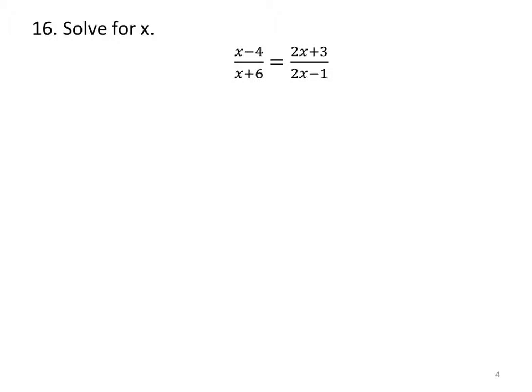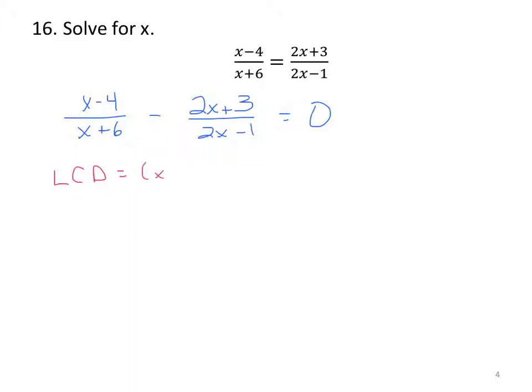To solve for x in this equation, first we need to set one side to 0. So we're going to subtract everything on the right side from both sides, and that'll give us x minus 4 over x plus 6 minus 2x plus 3 over 2x minus 1. Now we need to combine those to make one fraction, and to do that we need the least common denominator, which in this case is going to be the product of the two denominators.